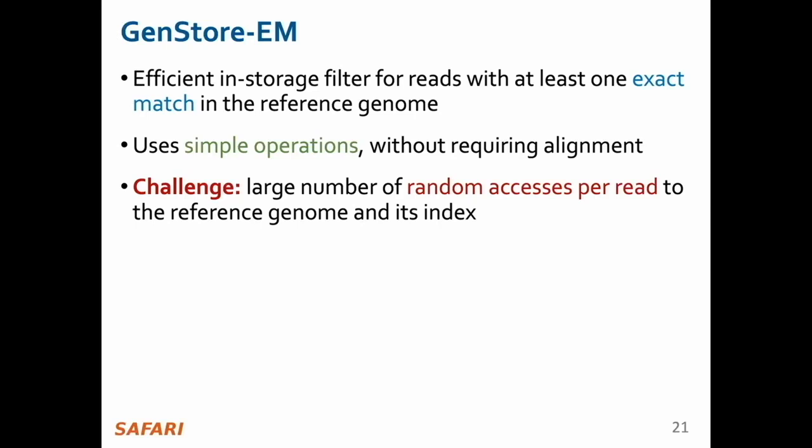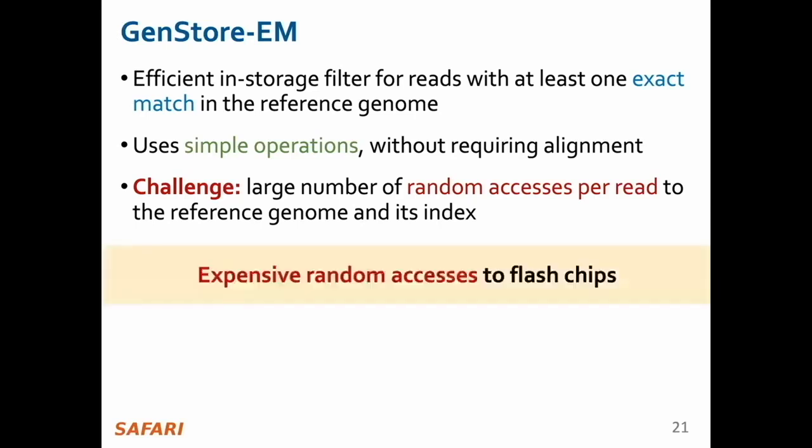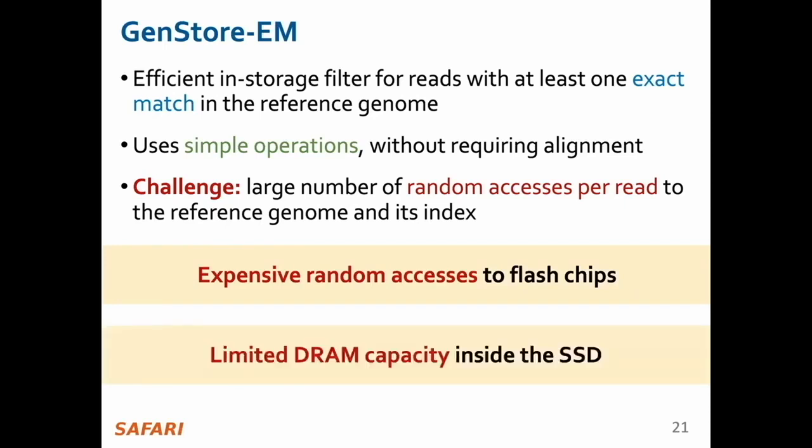And that is challenging in modern NAND-flash-based SSDs for two reasons. First is the poor performance of random accesses in NAND flash chips. The second is the limited DRAM capacity inside the SSD, which is relatively small compared to the size of data structures that need to be randomly accessed. For example, typically for modern SSDs, we have 1 gigabyte of DRAM compared to a terabyte of storage. So the DRAM inside the SSD is very small and we can't really have efficient random accesses to NAND flash chips.